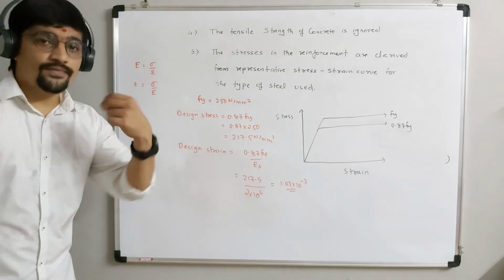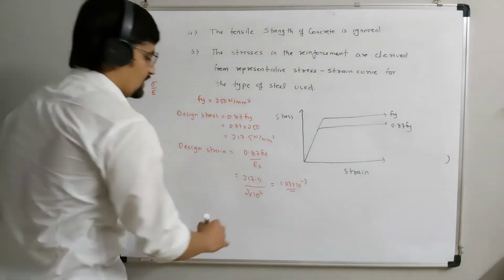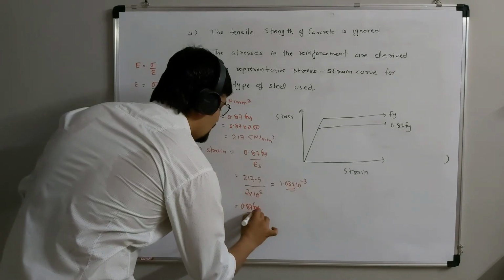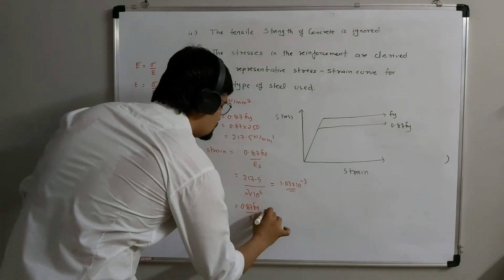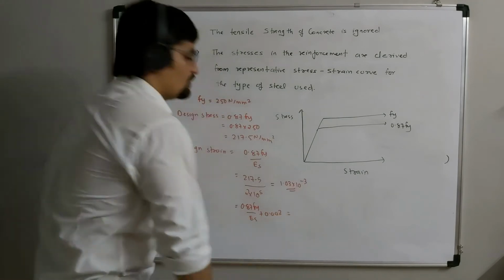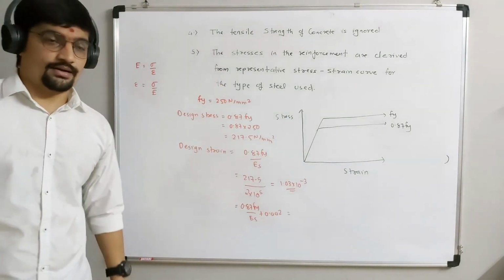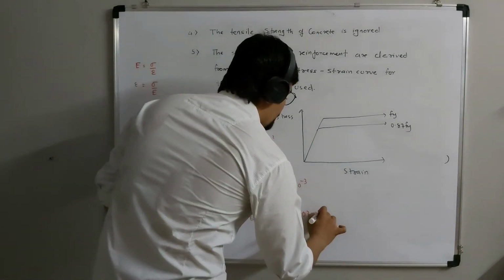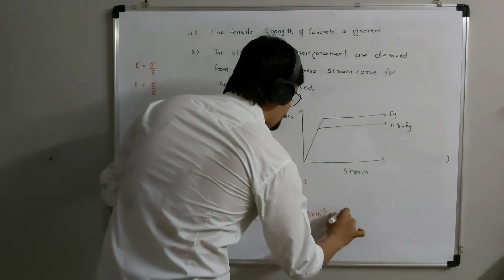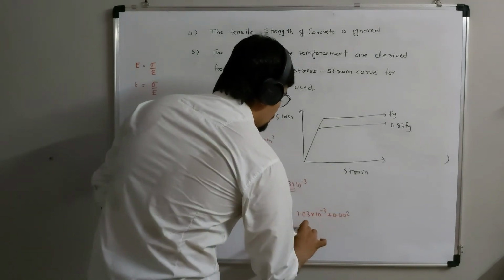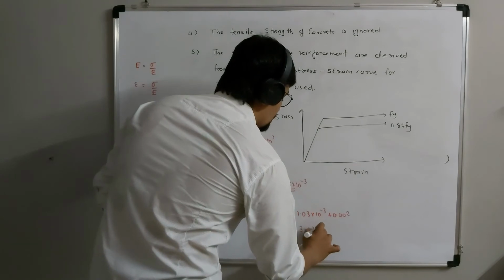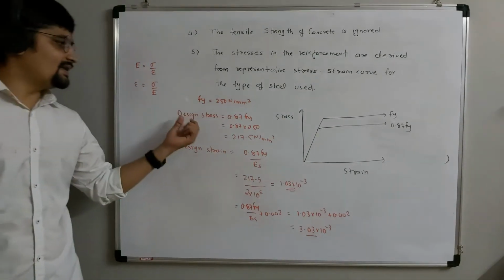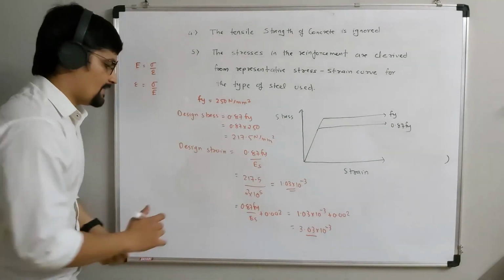Okay, now if you want to find maximum strain value, then the equation is 0.87 Fy by Es plus 0.002, which I have shown you in the strain diagram. Okay, so we need to add this portion and we will get the value 3.03 into 10 raised to minus 3. Okay, so this is the design strain, and this is the maximum strain value.